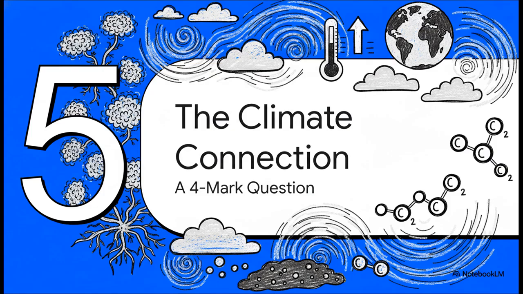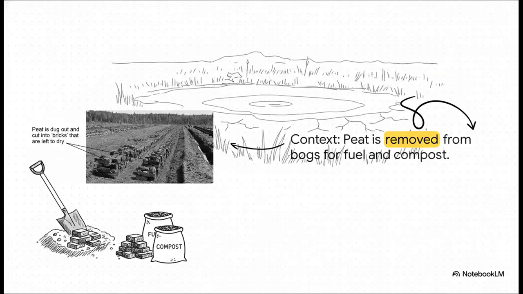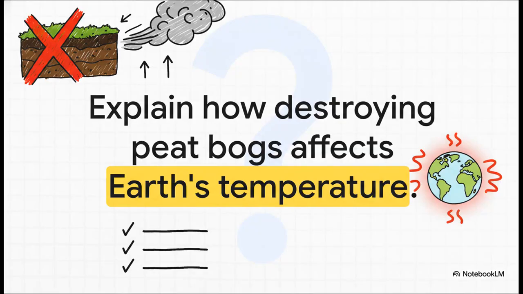This is the big one, worth 4 whole marks. And it's where we connect the biology of this little peat bog to, well, the entire planet. So to set the scene for this last part, they show you this image and tell you that people dig up peat for fuel and compost. This action, this destruction of the bog, is what the whole question is about. So here it is. Explain how the destruction of peat bogs and the use of peat affects the temperature of the Earth's atmosphere.